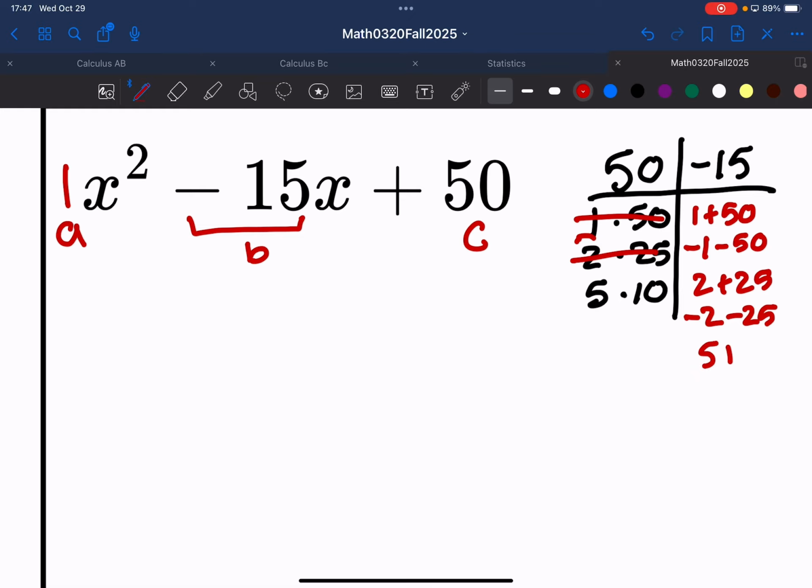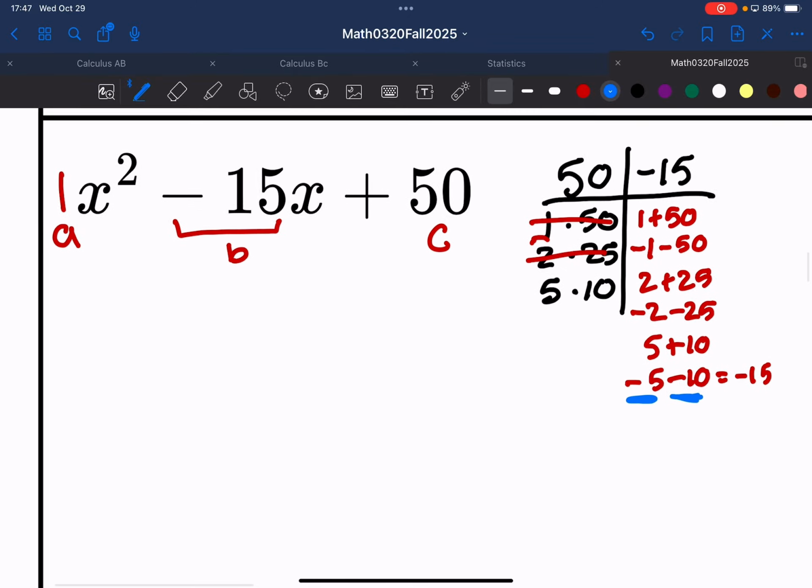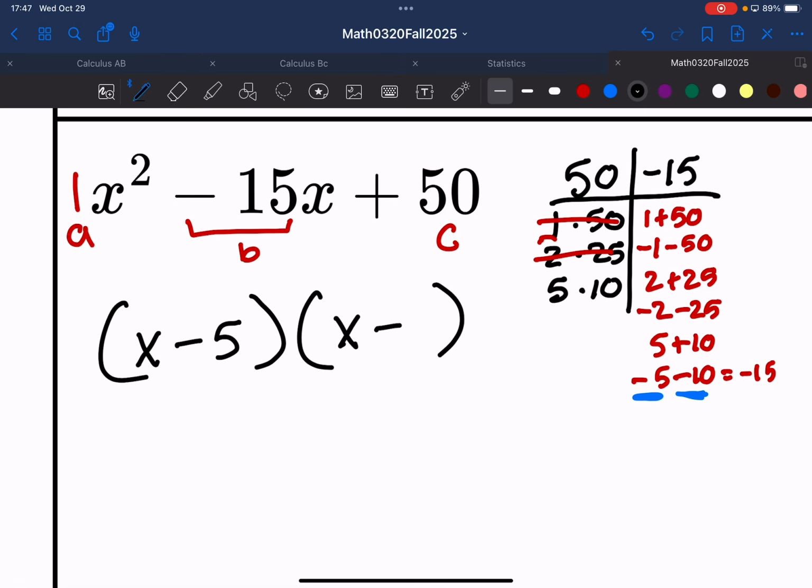Okay, then I check the last one. So 5 plus 10 is 15, so we're getting closer. And then we check when they're negative. -5 and -10 gives me -15. So that means -5 and -10 are going to be the numbers that I plug in to my parentheses. And so what is going to be in my parentheses? X minus 5 and x minus 10.